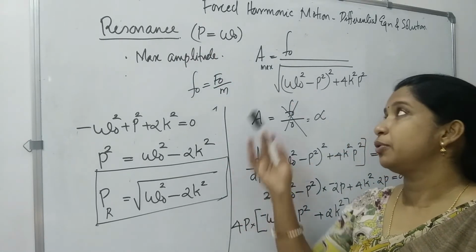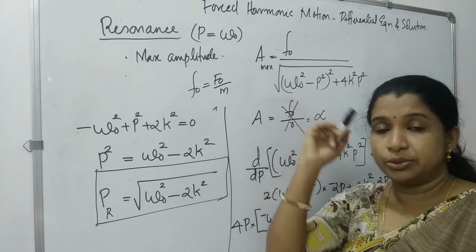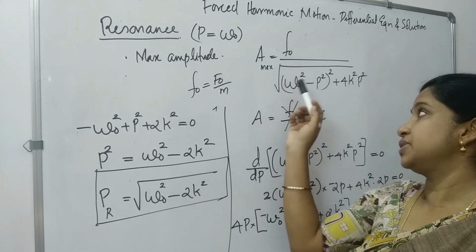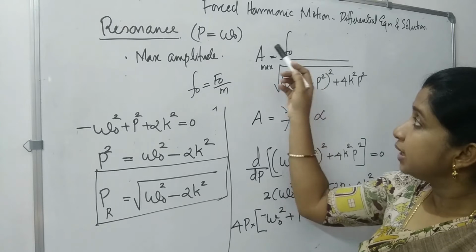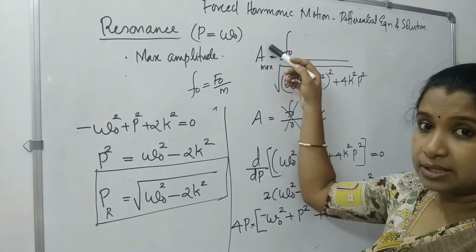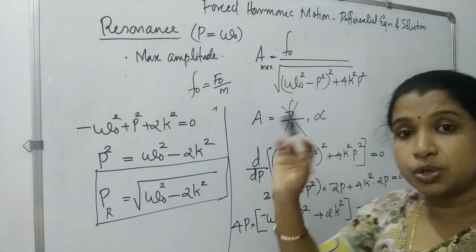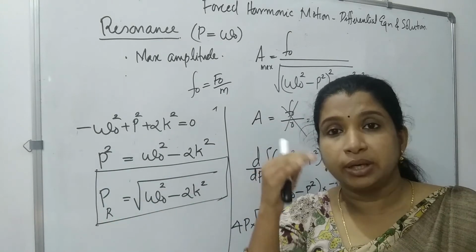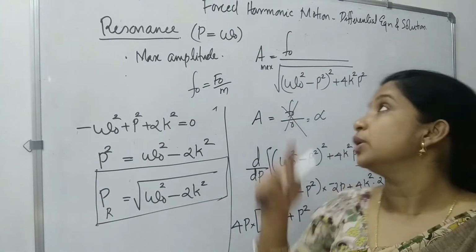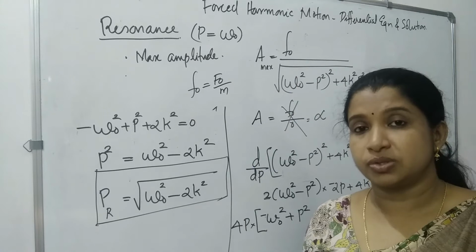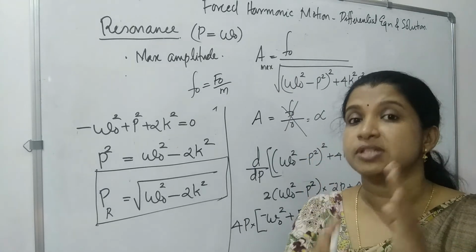We are familiar with the expression for amplitude in forced harmonic motion. It is f0 by this term. Here, if the amplitude is maximum, either this numerator should possess maximum value or the denominator should possess minimum value. Here the numerator is a constant, so the denominator should possess minimum value.